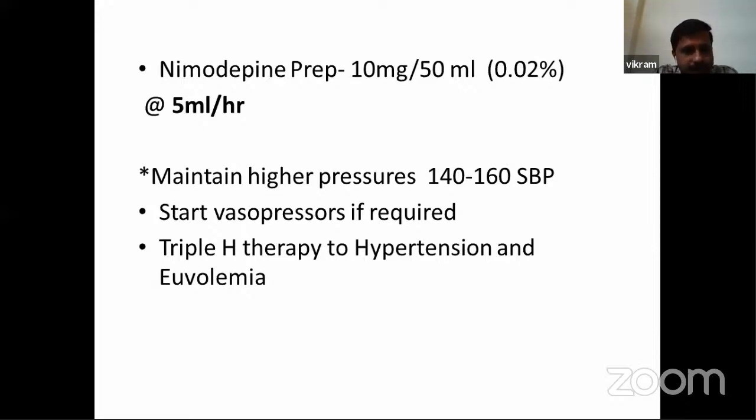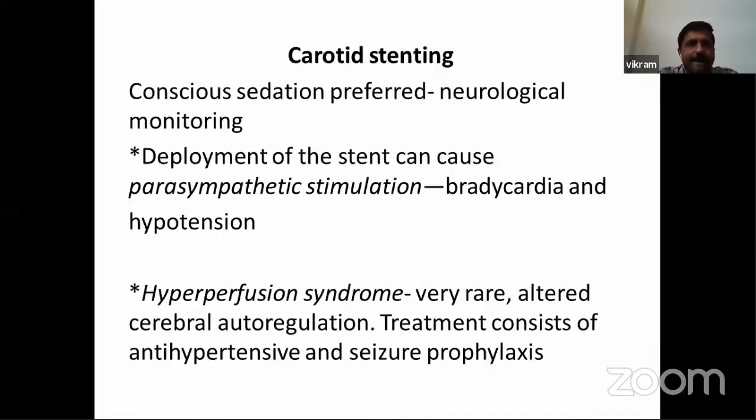Now the management of vasospasm has moved on from triple H therapy to hypertension and euvolemia. It's sufficient if you maintain euvolemia, and you don't really have to overload these patients with fluids.